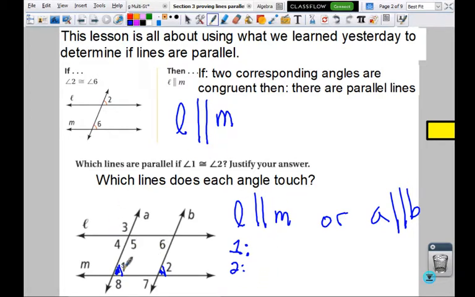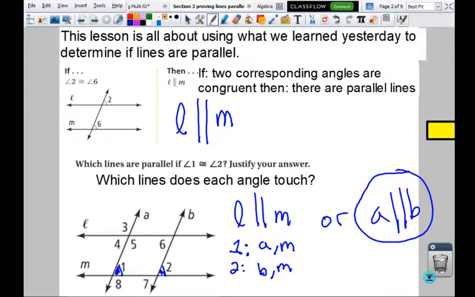On angle 1, what lines does angle 1 touch right here? A and M, right? Touches A and M. Okay. What lines does angle 2 touch? B and M. Alright. What set of parallel lines was listed in here? Do I have an L and an M? No. But I have an A and a B, which means A and B are my parallel lines. So A is parallel to B.